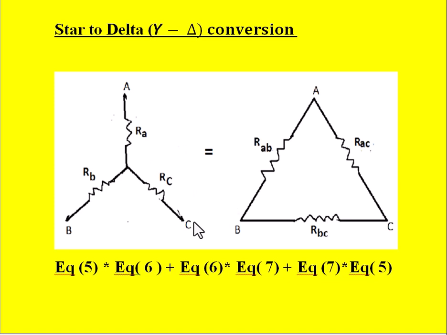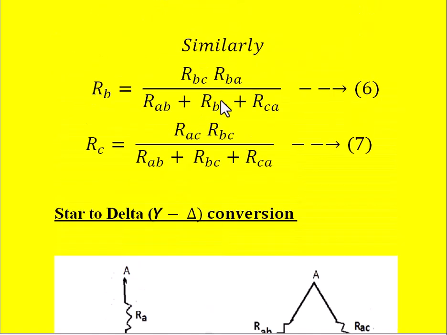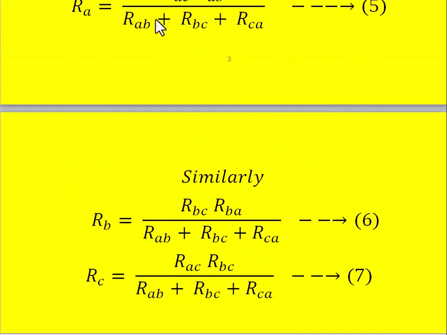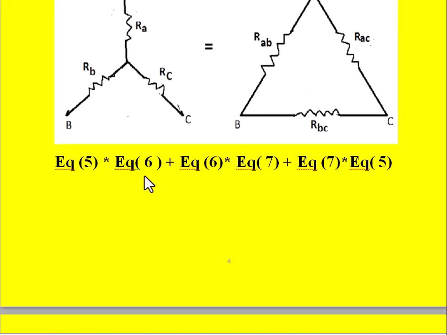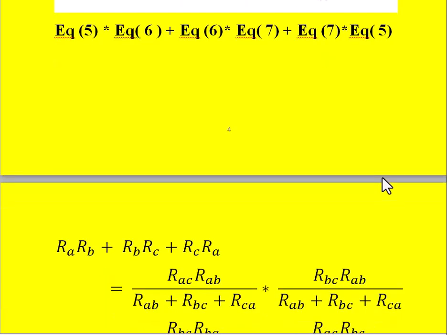we multiply these equations which were obtained while deriving delta to star values, which are already obtained, that is equation 5, 6, 7. 5 means the RA value, 6 means the RB value, 7 means the RC value. So we multiply equation 5 with equation 6, then we add equation 6 multiplied with equation 7, then we add equation 7 multiplied with equation 5. So then simplify those, then we get like this.